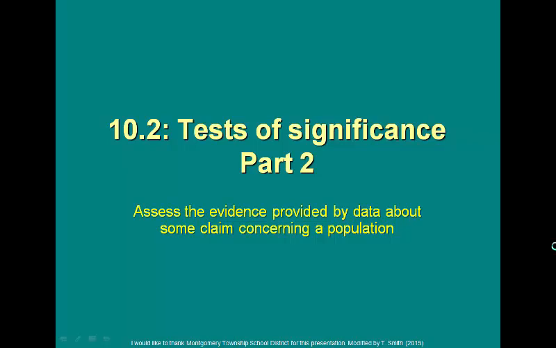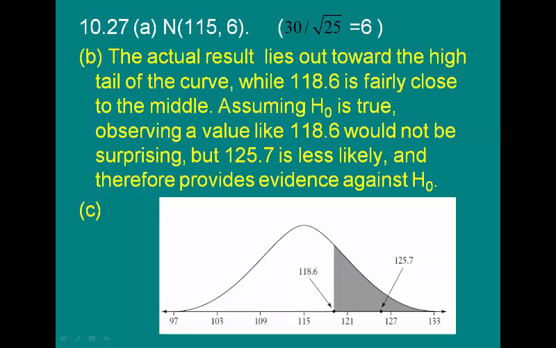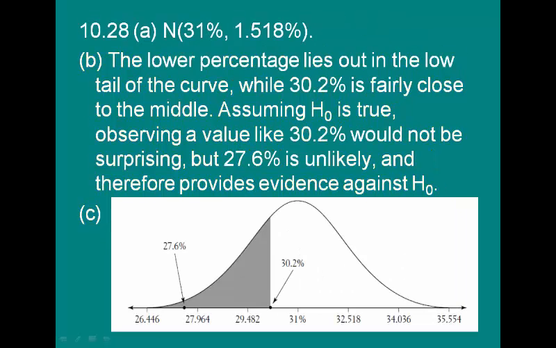Okay, this is part two of tests of significance, and today we're going to discuss getting our null and alternative hypotheses. Okay, these are your problems from last week. This is problem 10.27 and 10.28. Here are your solutions if you need those.